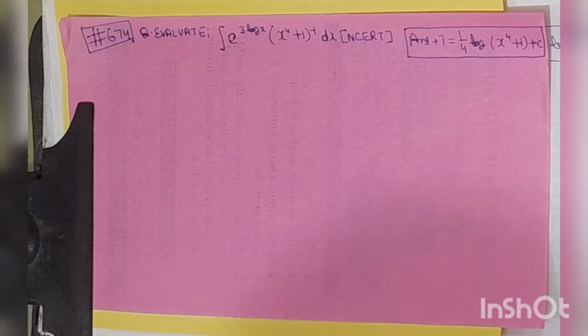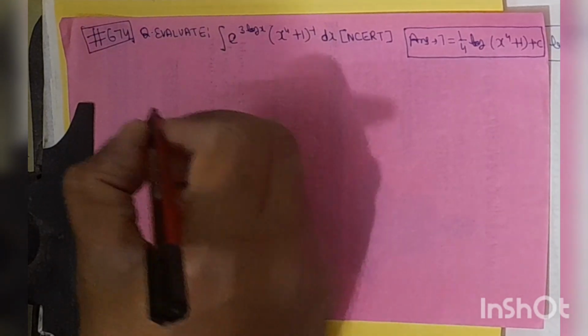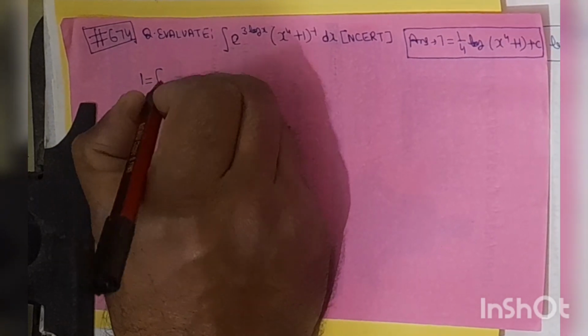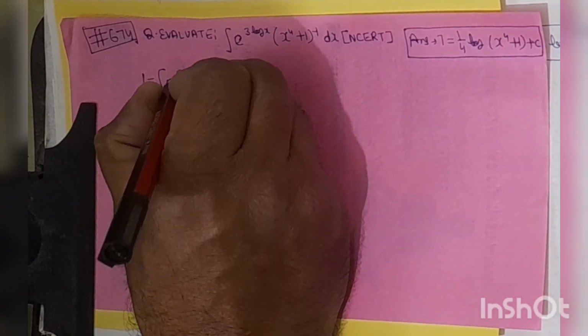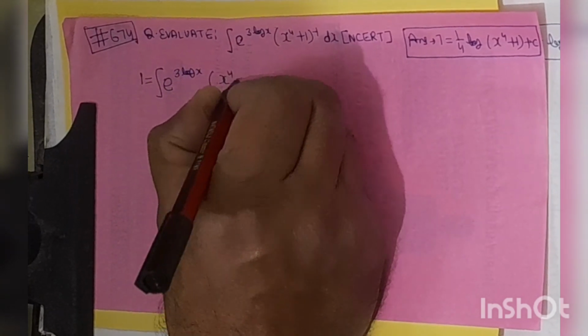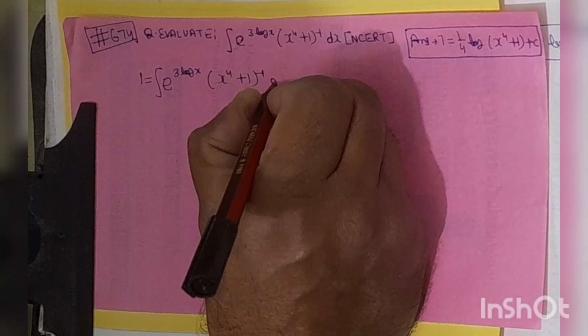Hello, it is a question related to integral calculus. We have to evaluate a given integration. Let it be equal to I. Let I be equal to the integral of e to the power 3 log x multiplied by (x to the power 4 plus 1) to the power minus 1 dx.